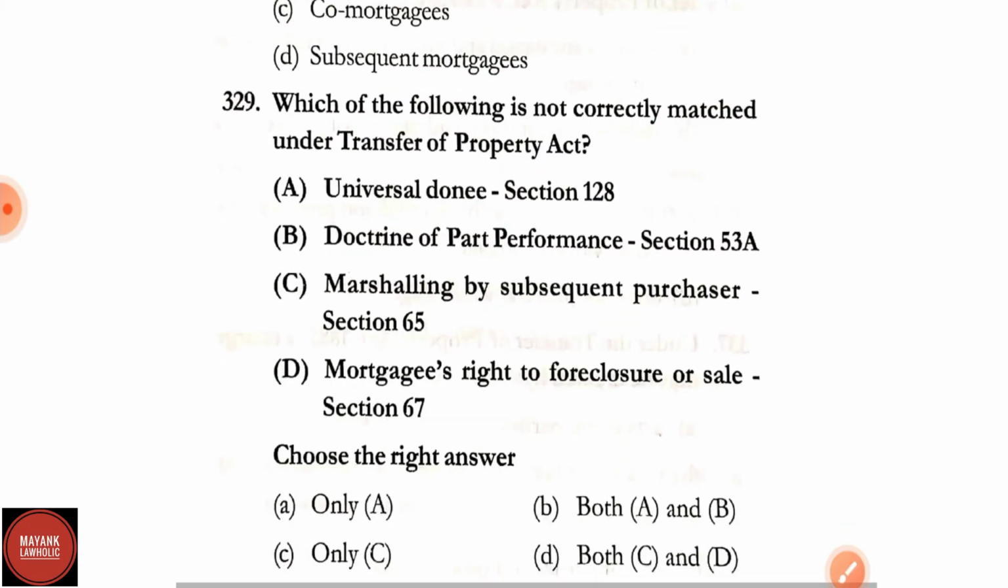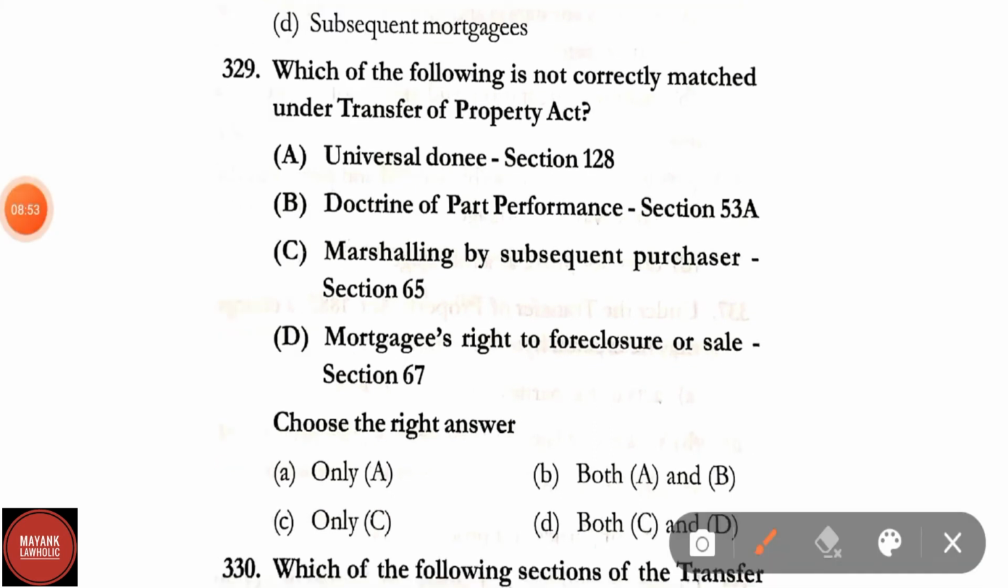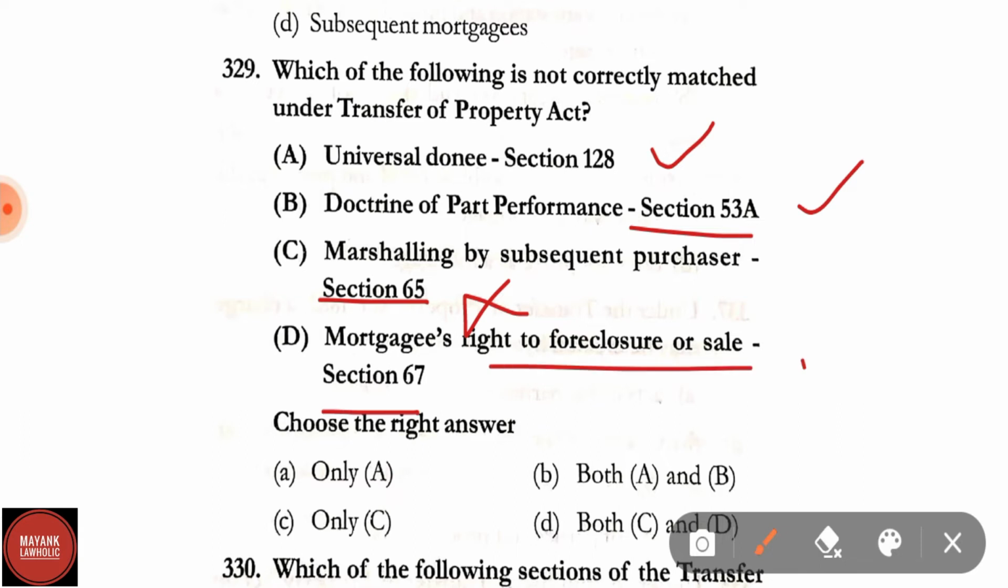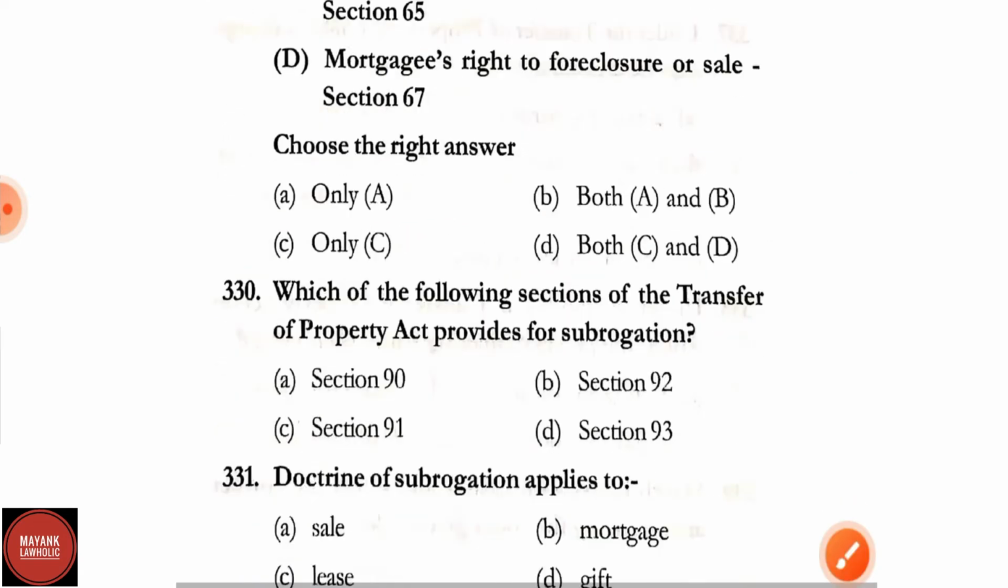Question number 329. Which of the following is not correctly matched under TPA? Universal Donee, section 128 is correctly matched. Doctrine of part performance, section 53A is also correctly matched. Marshalling by subsequent purchaser, section 65, this is not correctly matched. Mortgagee's right to foreclosure or sale, section 67, this is the correct match. By going through these matches, the correct option for question number 329 will be option C, because it has been asked not correctly matched. C is not correctly matched.